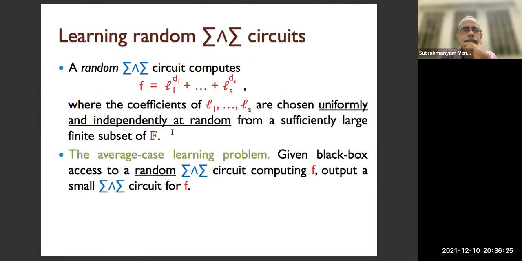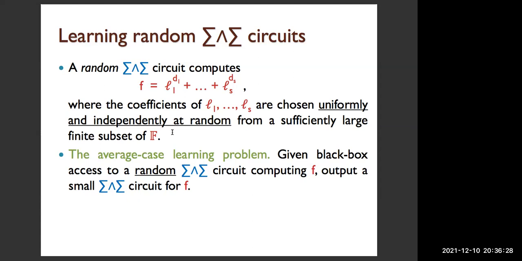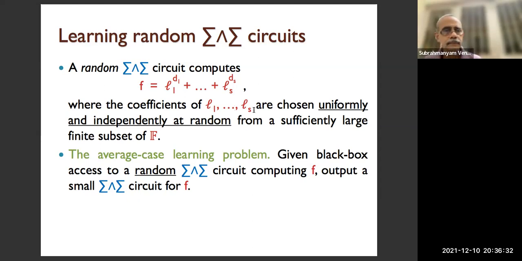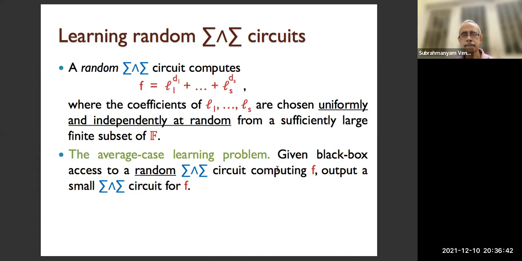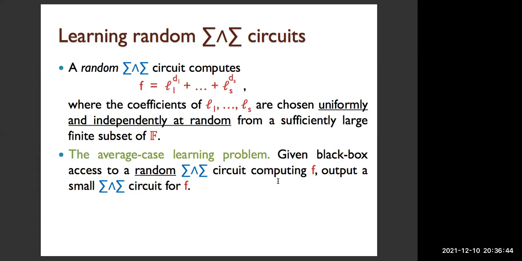Okay. Let's define a random depth 3 powering circuit by choosing the coefficients of these linear forms uniformly and independently at random from some sufficiently large finite subset of the underlying field, right? And that's my input, and we would like to construct a circuit computing the same f. But this time, let me define the problem as a proper learning problem. This time, I want to output a small depth 3 powering circuit for f.